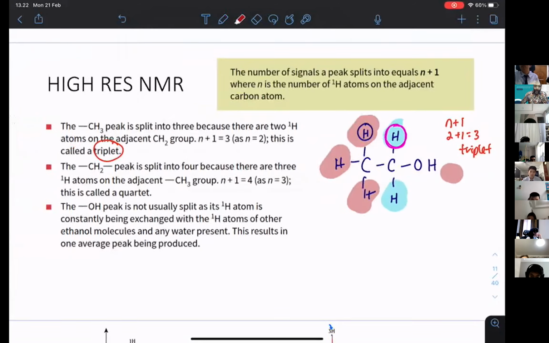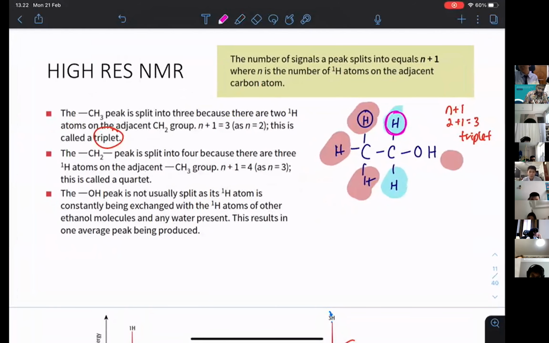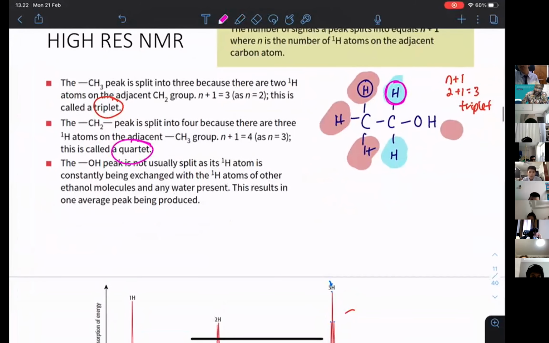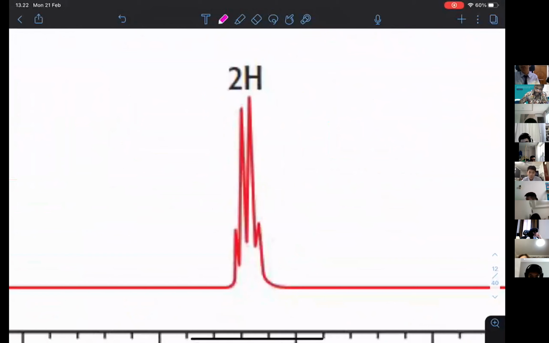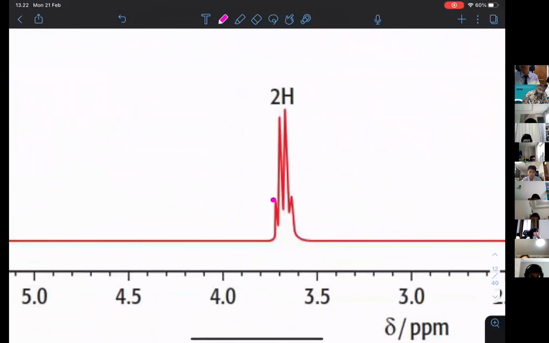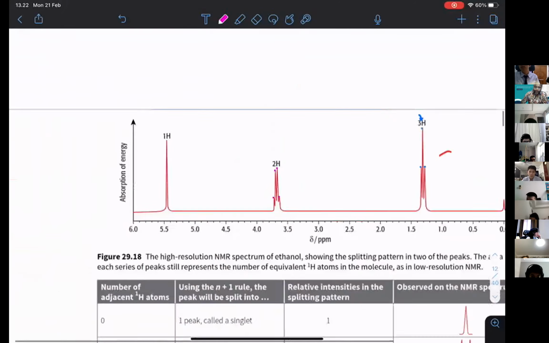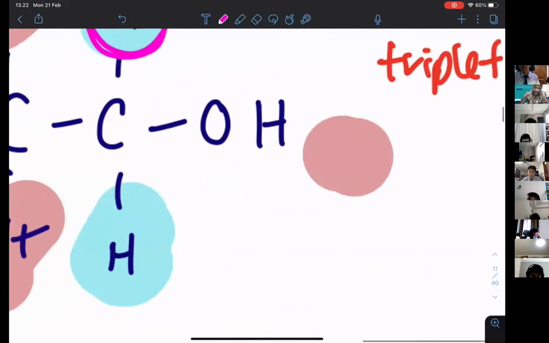This is going to be called quartet. Quartet. So how? CH2, the 2H, you see? 4. Splitting. You can see. And then the last one is special.